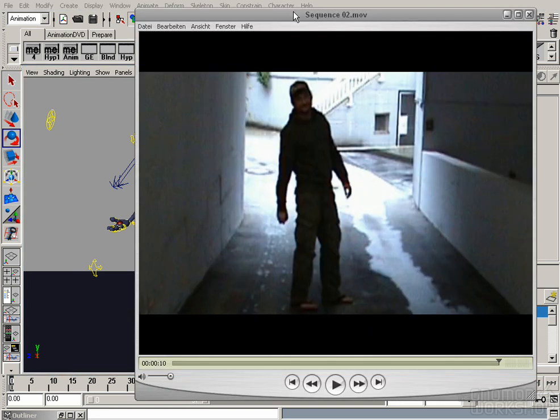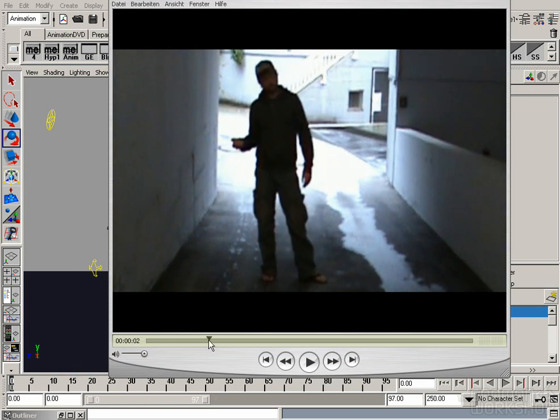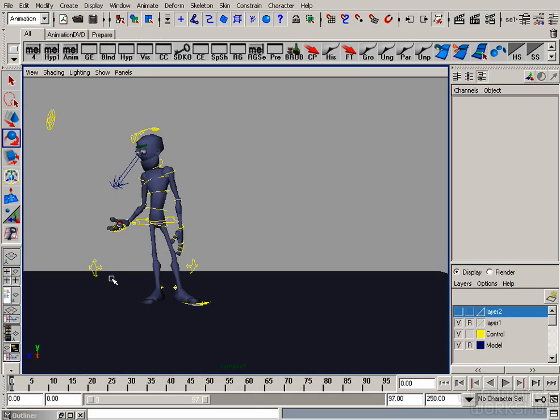Okay, what's the next pose? Next pose is looking to his left. How many frames is that? Okay, it's around 60.